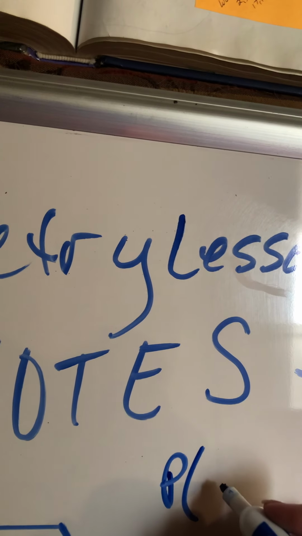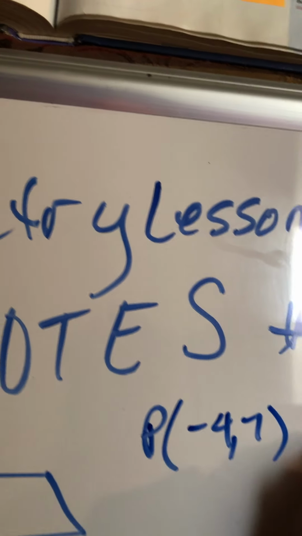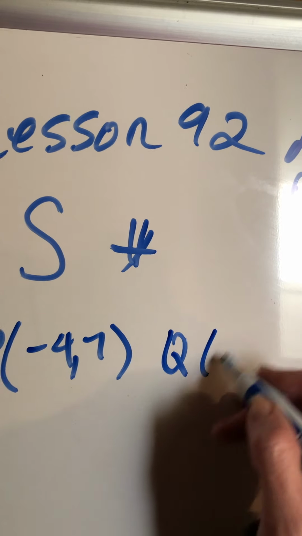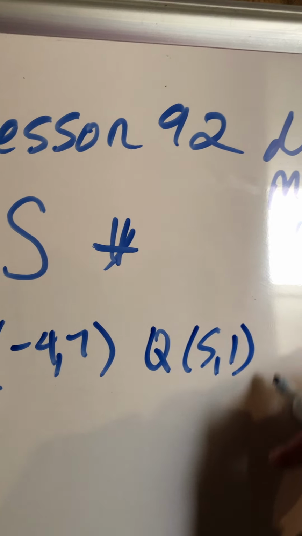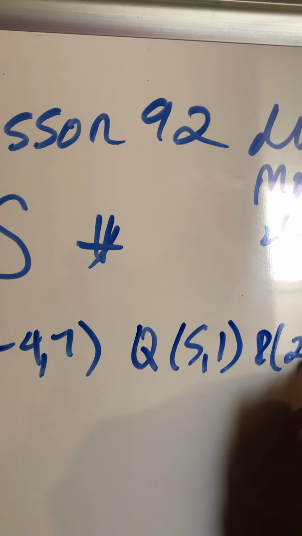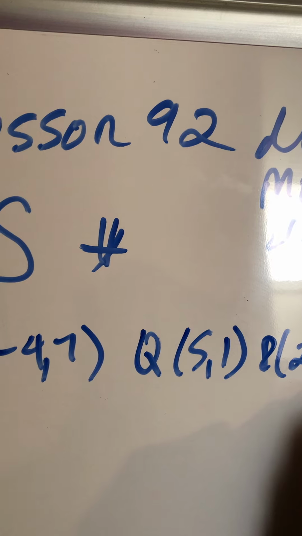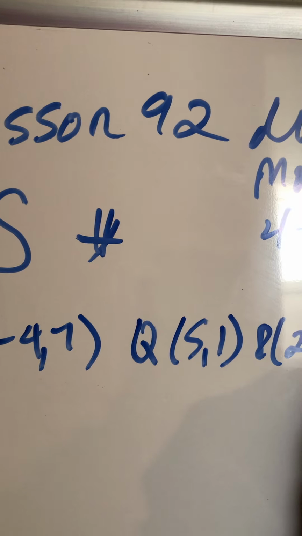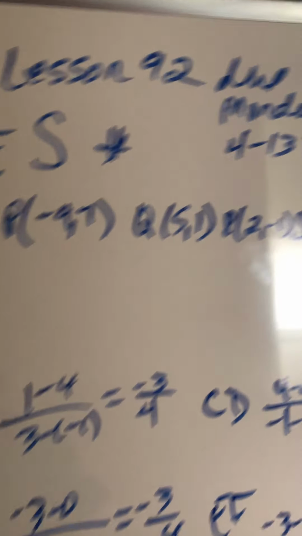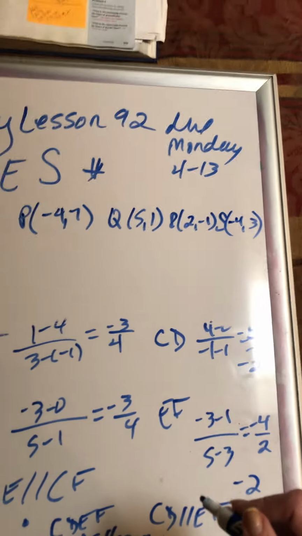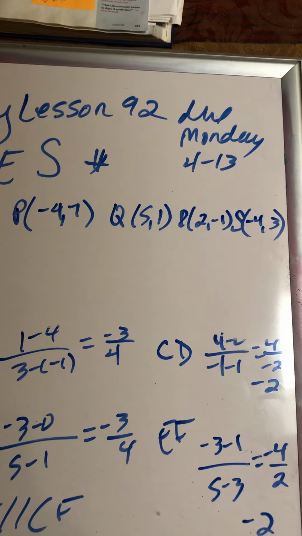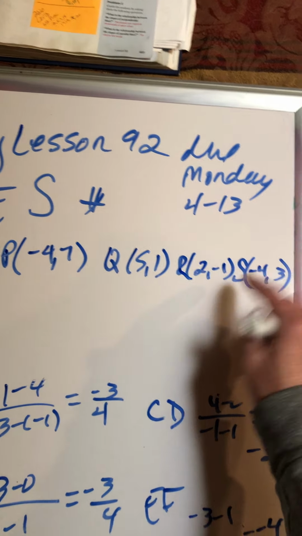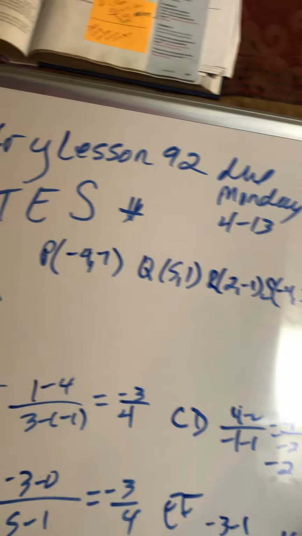P looks like it is -4, 7. Q looks like it's at 5, 1. R looks like it's at 2, -1. Making sure my scale is right. And S looks like it's at -4, 3. So again, you can get those out of your book. That's just looking at the coordinates there. P is -4, 7. Q is 5, 1. R is 2, -1. And then S is -4, 3.